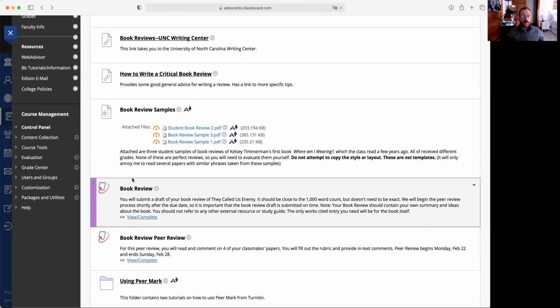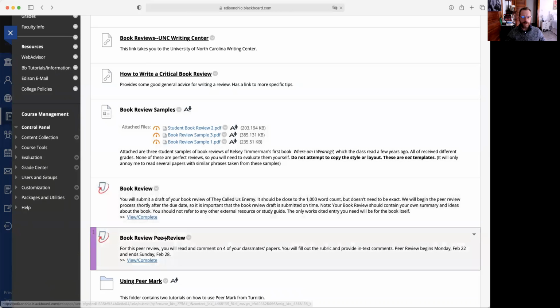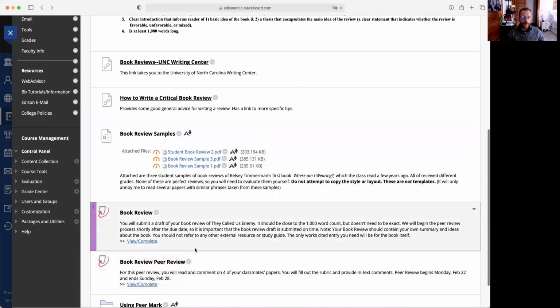A couple things about peer review. One, I changed some things up a little bit for the book review. It used to be that if you're submitting something for peer review, it had to be in or you couldn't participate. I've changed the settings to allow late submissions and to allow people who've submitted late to participate. I don't know what's going to happen because it's completely new for me. So let's see what's going on with that.